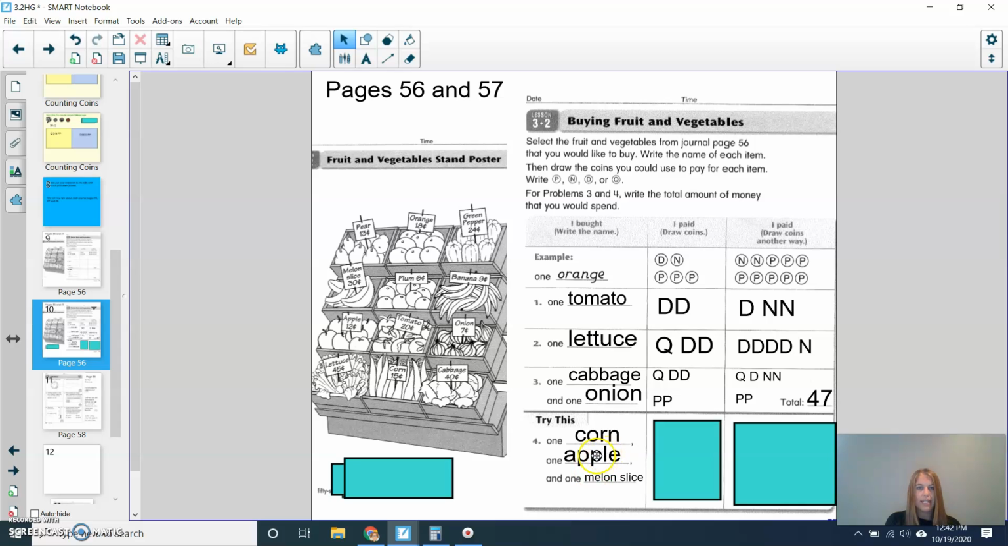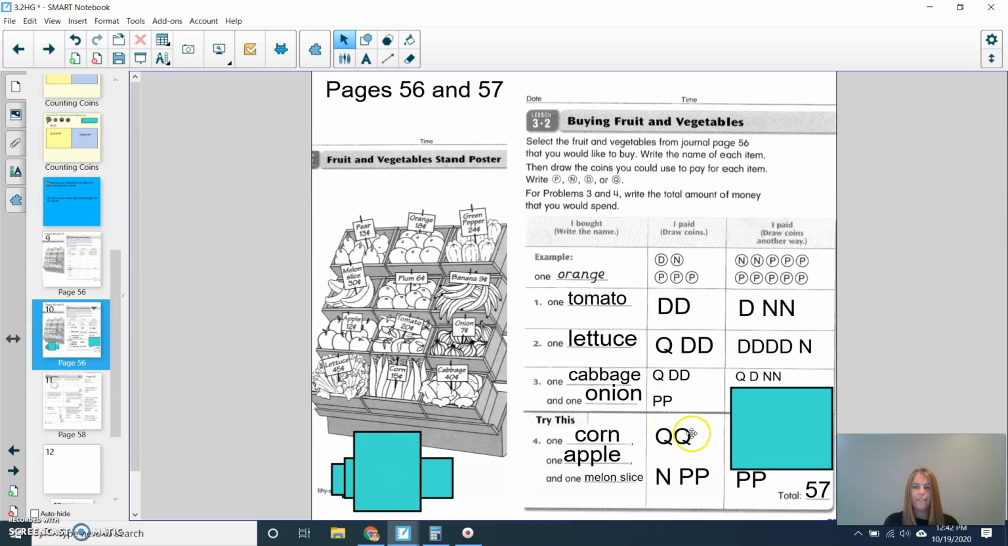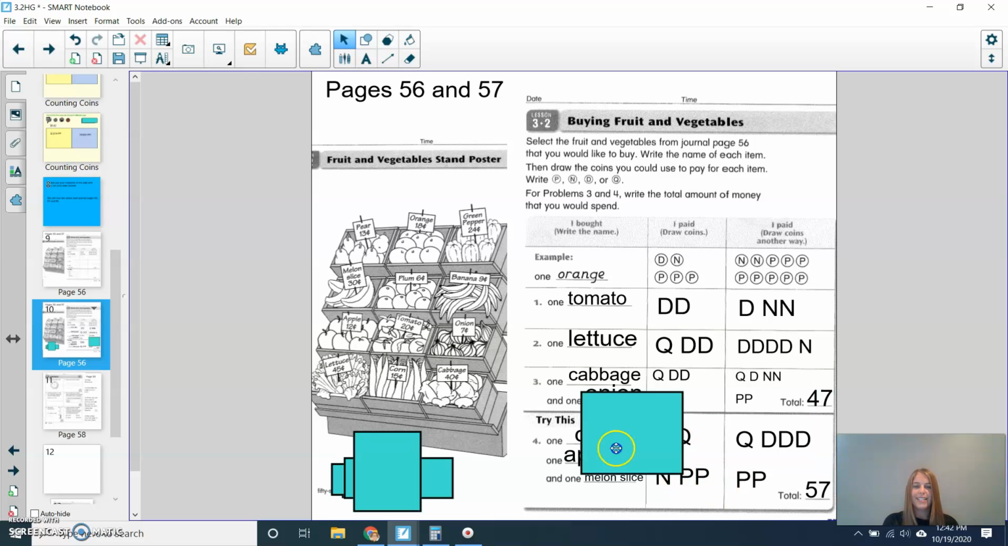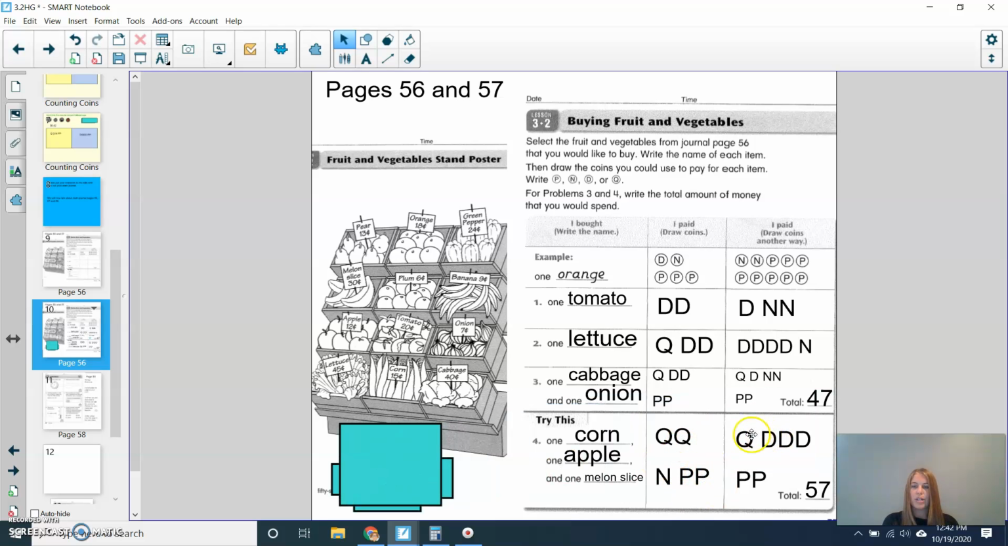And for the last one, I have picked 3 items. I have picked corn, apple, and a melon slice. And so my total was 57 cents. And I did 2 quarters for 50, a nickel for 5, 55, and then 2 pennies. And then my last way, I used a quarter, 25, then 35, 45, 55, and 2 pennies. So again, your page maybe looks similar to me, or it might be completely different, and that's okay too. Just double check to make sure that the coins that you use match how much your items cost.